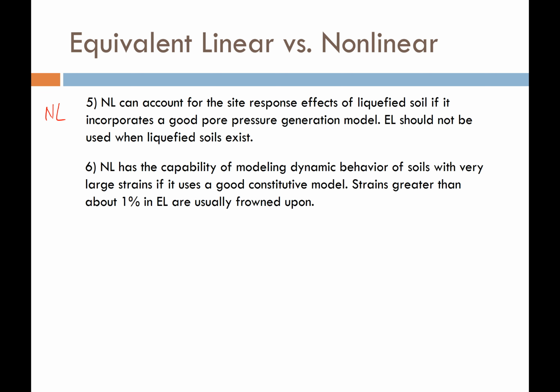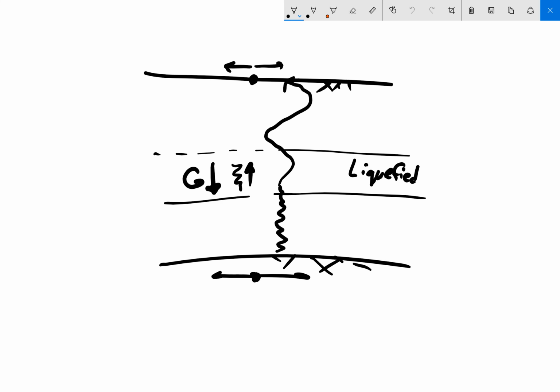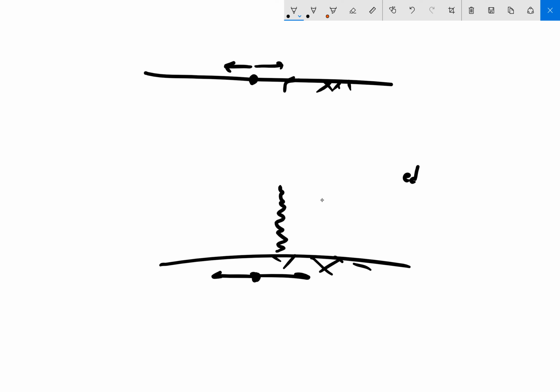Round number 6. Nonlinear has the capability of modeling dynamic behavior of soils with very large strains if we use a good constitutive model. So in other words, if I go back to this example right here, and in fact we'll even get rid of the liquefied soil. If I have a small earthquake or a small ground motion I'm putting in here, I'm going to expect that my strains are going to be small.